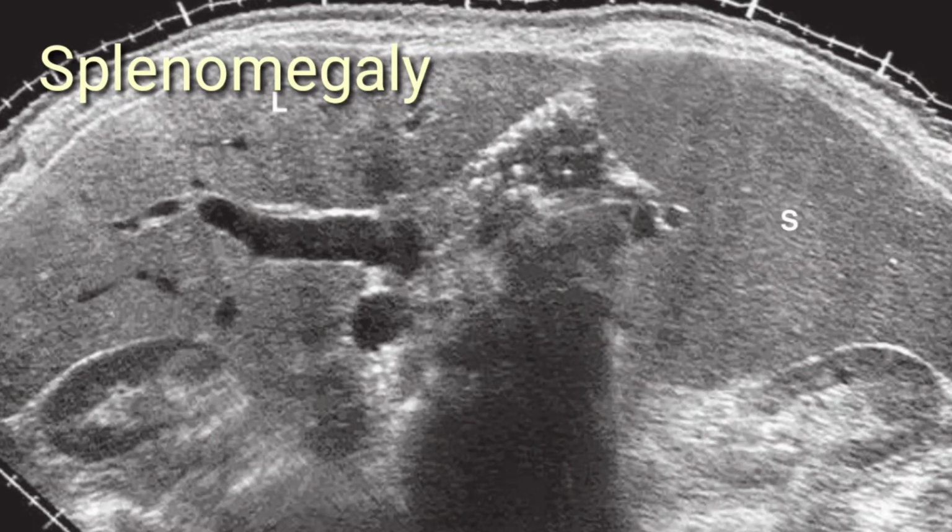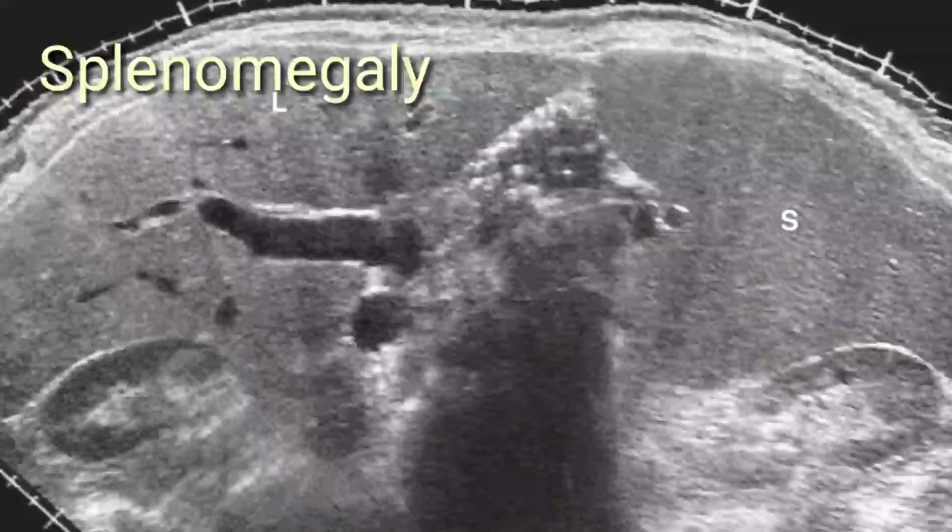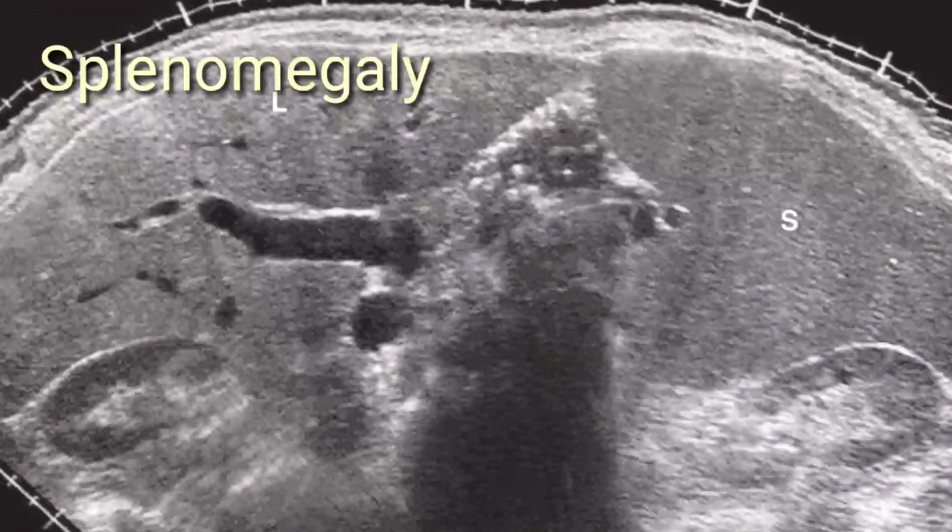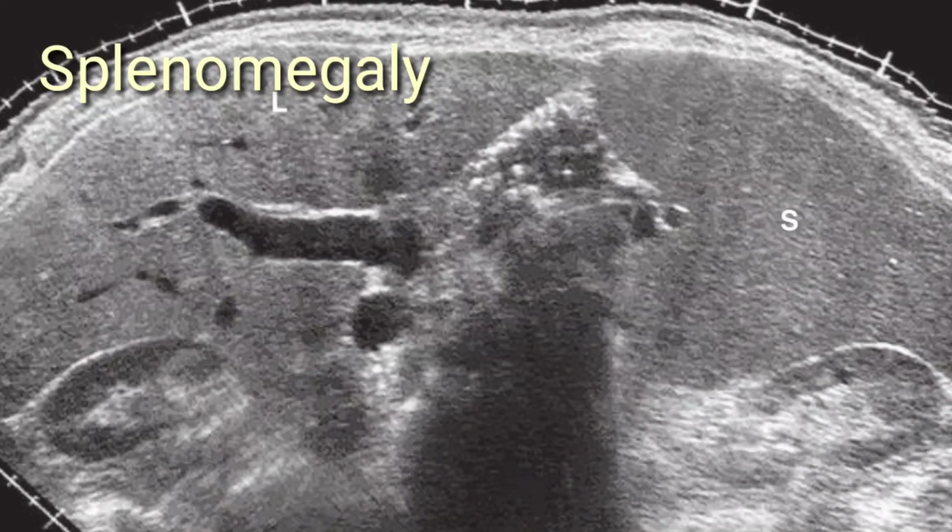Here on this CT image you can appreciate an enlarged spleen. Both kidneys are seen in the image. The liver and portal vein are also visible. So this is the image of splenomegaly without any focal lesion. There is no intraparenchymal lesion. So this is simply splenomegaly, and you can easily appreciate it on these images.